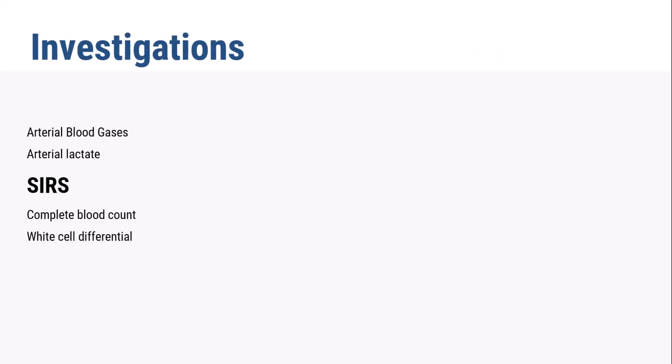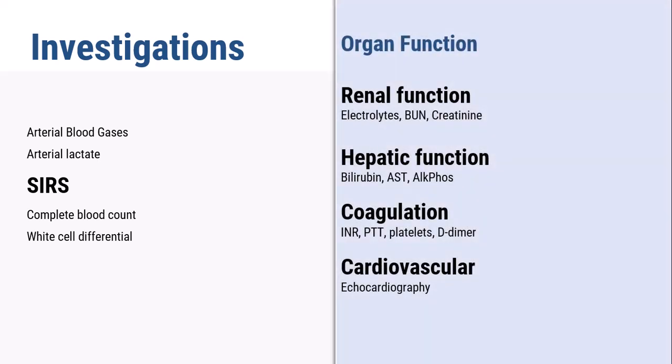Other investigations that are necessary are the arterial blood gases and the lactate, a complete blood count with the white blood cell differentials. Other tests to assess organ function are the serum electrolytes, blood urea nitrogen, and serum creatinine to test for renal function, serum bilirubin and the liver enzymes to check hepatic function, the international normalized ratio, partial thromboplastin time, platelet count, which is part of the full blood count, and the D-dimer to evaluate for coagulation, and echocardiography to assess heart function. Doing these tests should be guided by your history and physical exam.